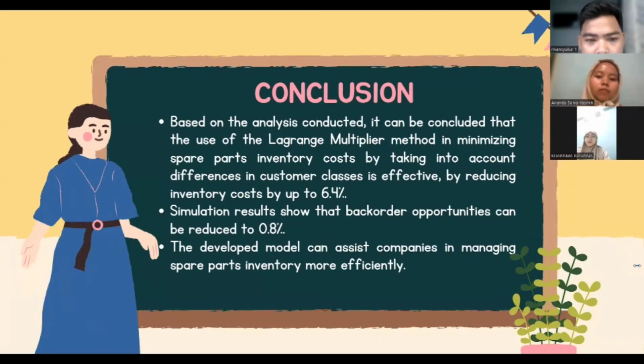And then the last chapter is chapter 5, conclusion. Based on the analysis conducted, it can be concluded that the use of the Lagrange multiplier method in minimizing spare part inventory cost by taking into account differences in customer classes is effective, reducing inventory costs by up to 9.4%.